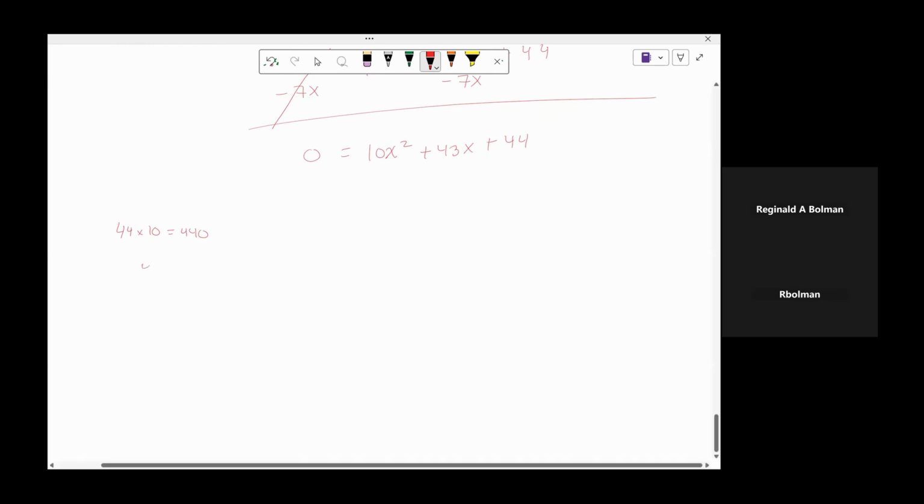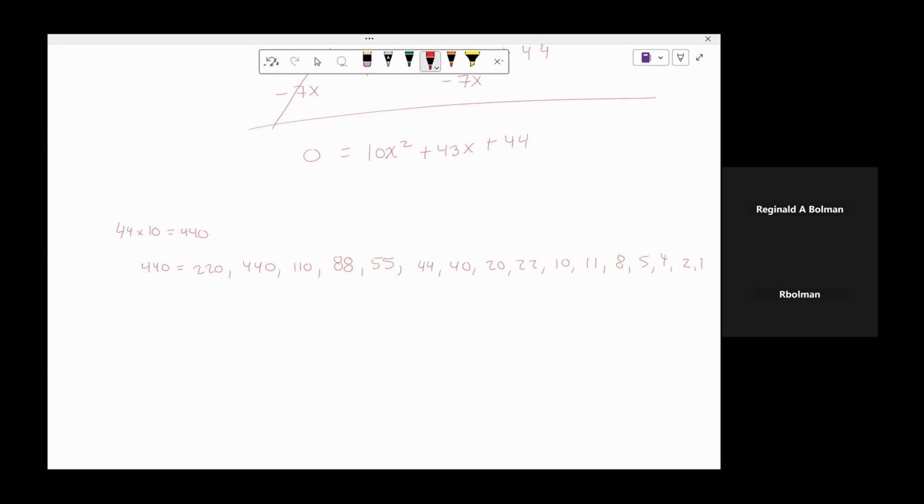You'd see that the factors of 440, if you were to factor this out, you're going to get 220, of course, 440 itself, 110, 88, 55, 44, 40, 20, 22, 10, 11, 8, 5, so on and so forth, 4 and 2 and 1, of course. So these are all the factors of 440. And you would have to basically select which one allows you to add to 43.